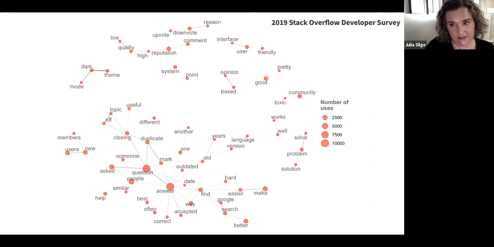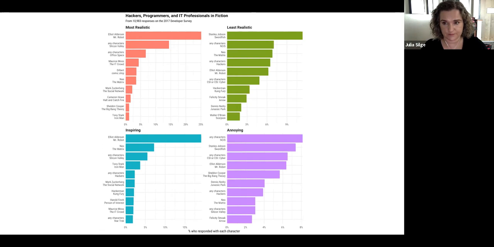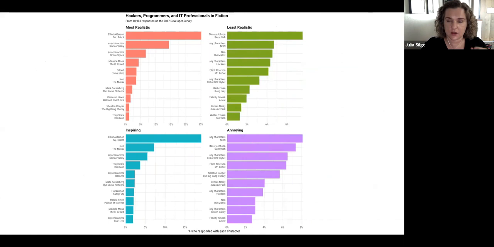I'll just very quickly go through this because it is getting a little bit outdated now, but it's a similar kind of thing. We asked people what they thought the most realistic fictional character was that was a coder, a person who wrote code, and it was free text, so people could write whatever they wanted. What I did was make a network analysis and then code those answers, use that coding to build a little dictionary, and then use that dictionary to make a bar chart. So sometimes this kind of visualization can be the product, the end, and sometimes it can be an intermediate path to being able to make some automated coding.